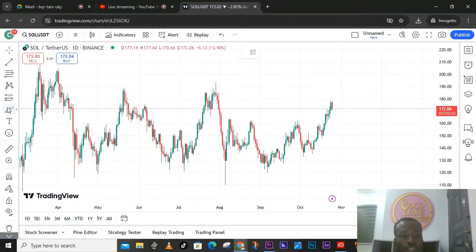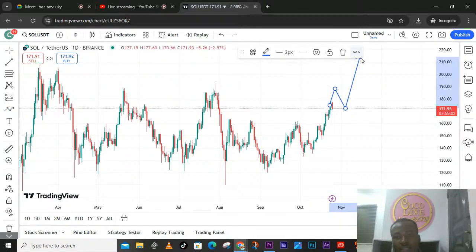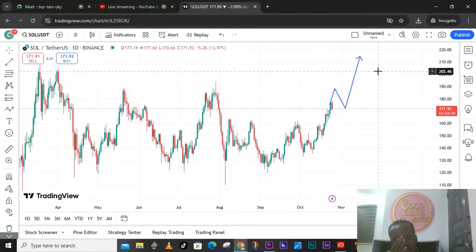So let's say, for example, what you just said now, this is breaking up, right? That's the question. What's the reason behind it? Now, the market is very dynamic. It has the right to go wherever it wants to go.